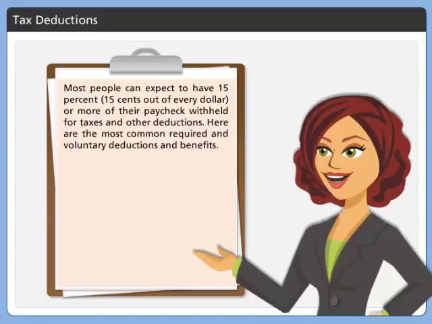Tax deductions. Most people can expect to have 15 cents out of every dollar or more of their paycheck withheld for taxes and other deductions. Here are the most common required and voluntary deductions and benefits.